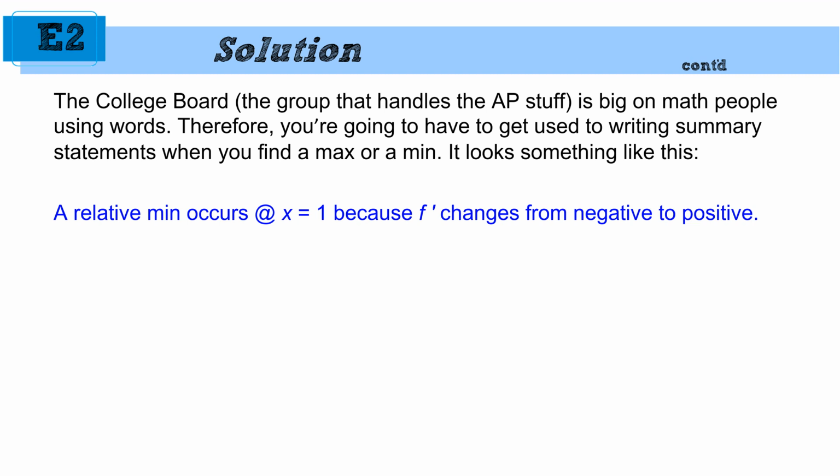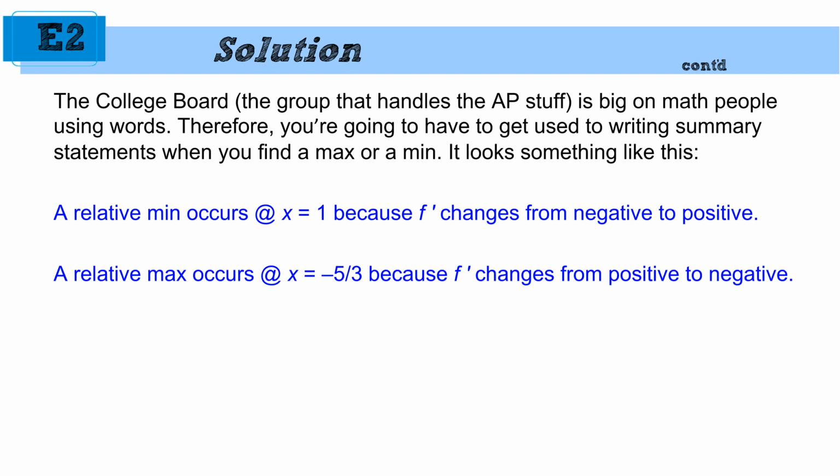The College Board, i.e. the AP, can be sticklers about this. They want you to be able to denote that you understand what's happening at that point because of your calculus knowledge, not because you used your graphing calculator or cheated off the person next to you. So they like when you write about math. This is going to get old real fast, but if you want to explain why there's a relative min at 1, you write a sentence that looks like this: A relative min occurs at x equals 1 because f prime changes from negative to positive.